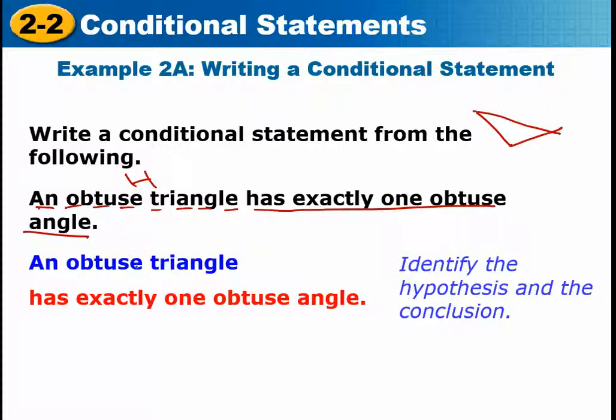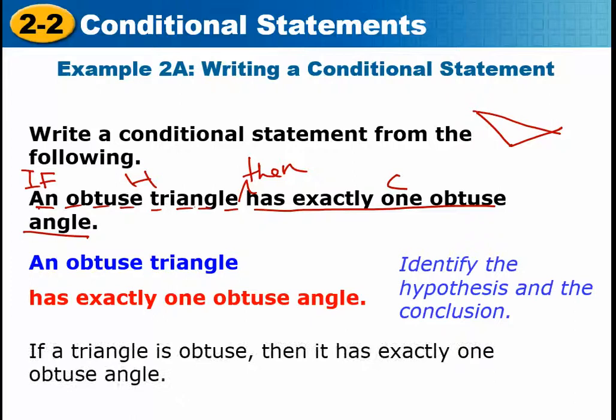So when I want to write it as an if-then, I would need to say if you have an obtuse triangle, or if a figure is an obtuse triangle, or if a triangle is obtuse, then it has exactly one obtuse angle. So they wrote, if a triangle is obtuse, then it has exactly one obtuse angle. So you've got your hypothesis and your conclusion.